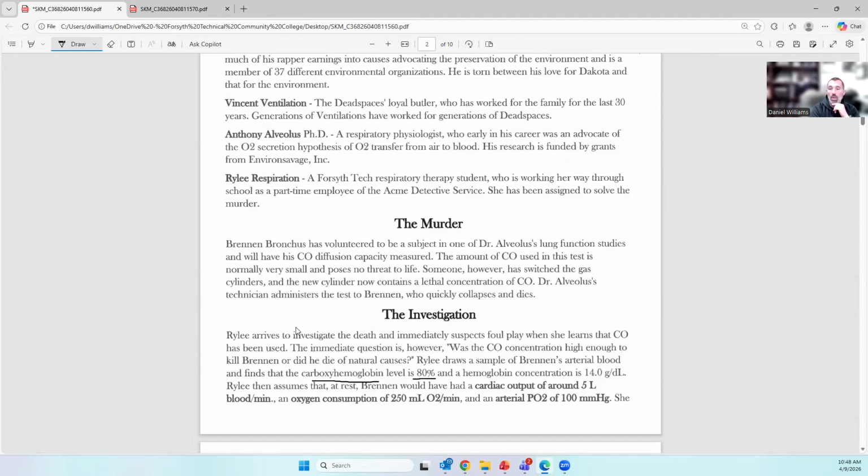We also know that their hemoglobin concentration is 14 grams per deciliter. That's important. We've got to be able to remember that as well. And it says Riley then assumes that at rest, Brennan would have a cardiac output of about 5 liters per minute. That's normal. So at rest, we anticipate that. And O2 consumption, we also went over that that's fairly normal, so 250 milliliters of oxygen per minute, and an arterial PO2 of 100 millimeters, so another way to write that is PaO2 of 100 millimeters of mercury. That's important information for us to be able to remember.